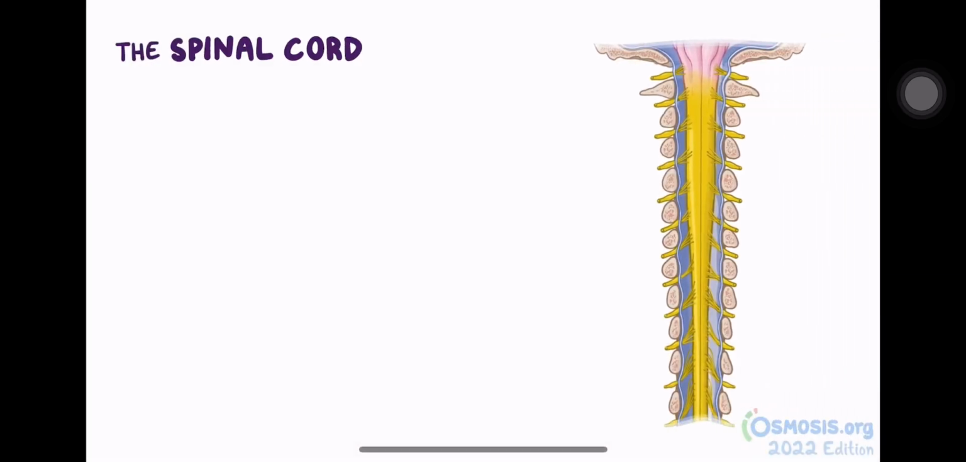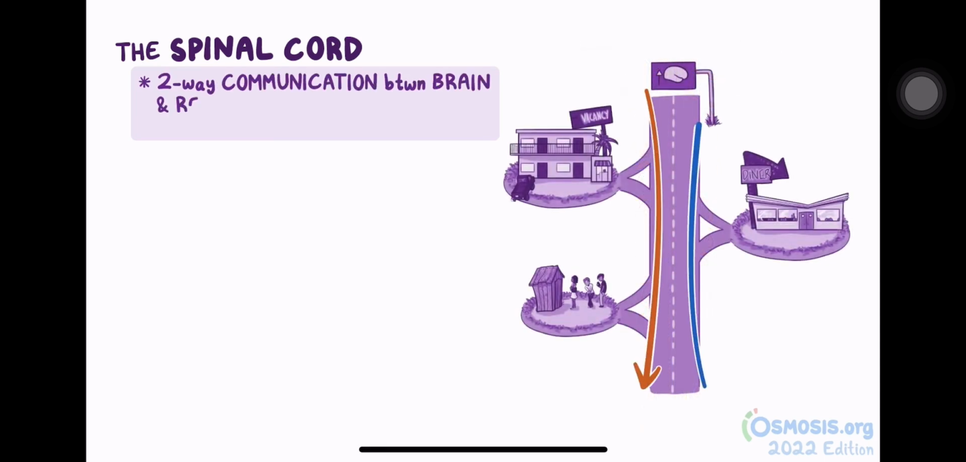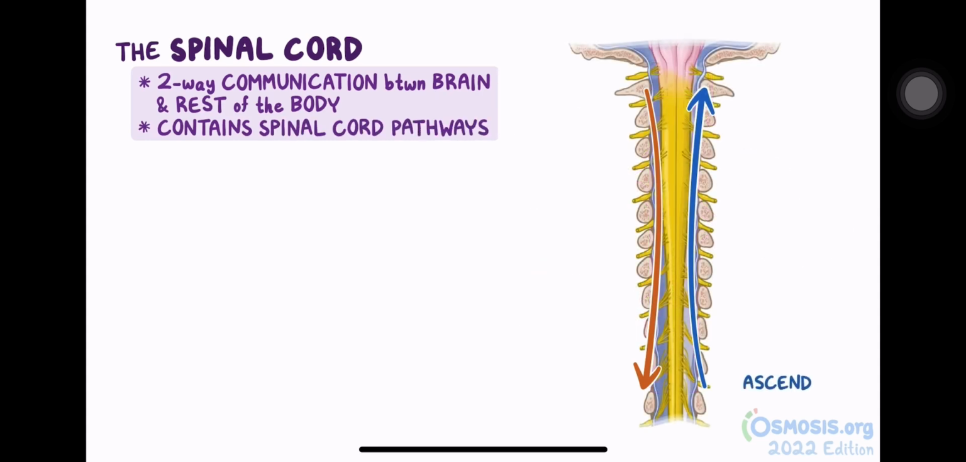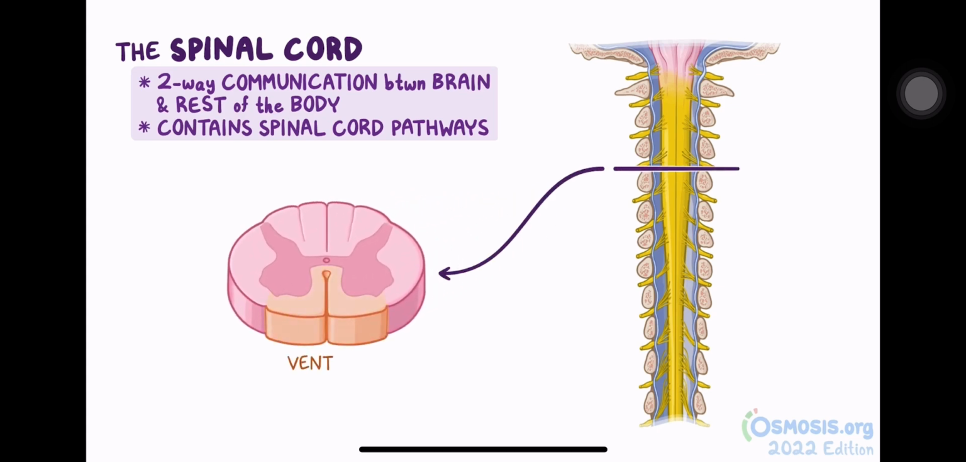The spinal cord is like a highway that enables two-way communication between the brain and the rest of the body. It contains neural pathways called spinal cord pathways or tracts, which either ascend or descend depending on the information they are carrying. Both types of tracts are made up of neuronal axons that gather into long columns, which are found inside the ventral, lateral, and dorsal aspects of the spinal cord.